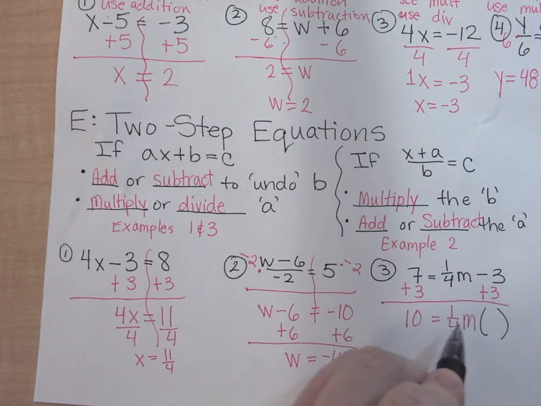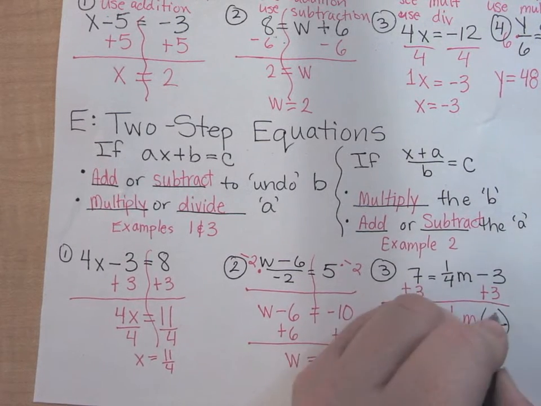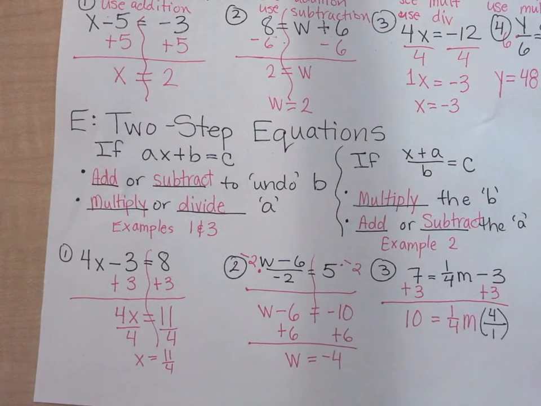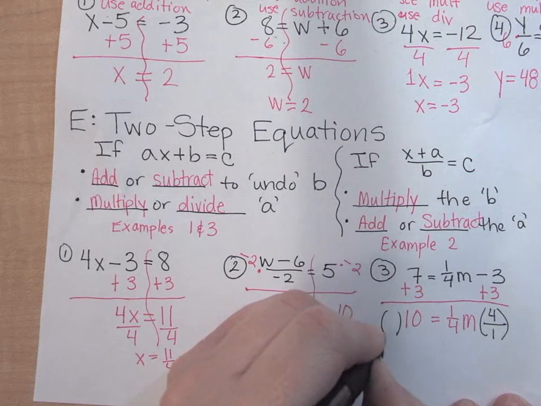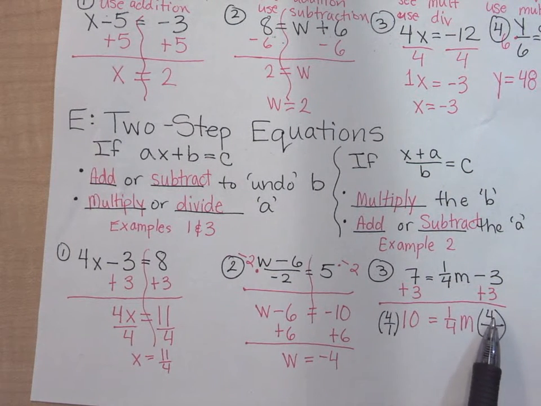So what I'm going to do is, instead of multiplying by 1/4, whatever's in the bottom is going to go in the top, and what's in the top goes to the bottom. It's called the reciprocal. And the same thing over here. Because now I have 1 times 4, which is 4, and 4 times 1, which is 4.